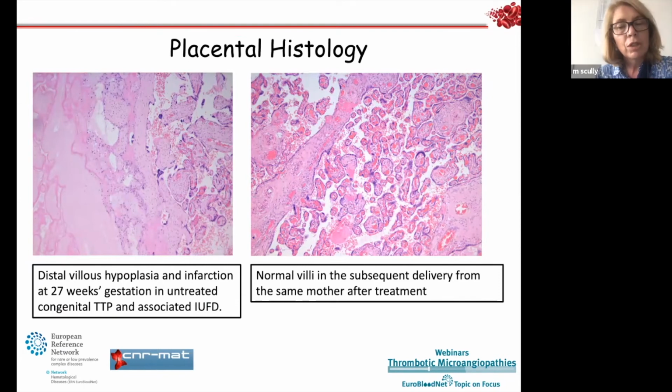So this is some histology. This is histology from the placenta of a baby that died in the second trimester. And this is histology from a lady who had continuous treatment throughout pregnancy and delivered at term, 37 weeks. And you can see, regardless of what we're actually looking at, there was a distinct difference, and this one looks much better.